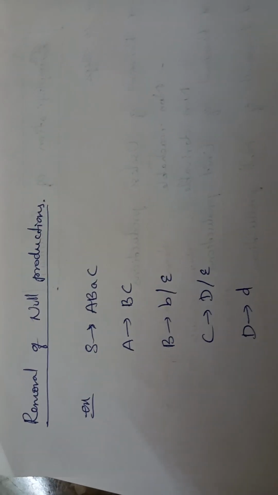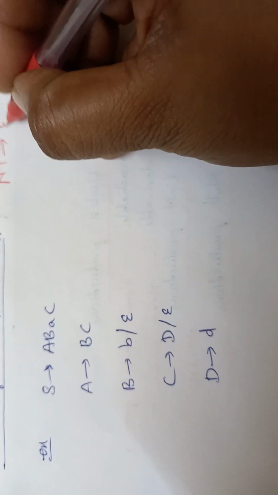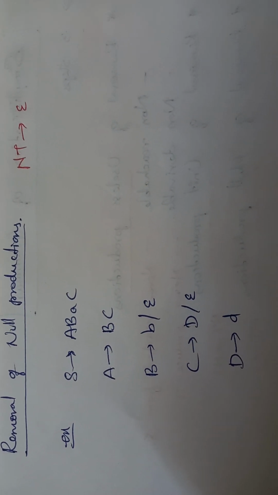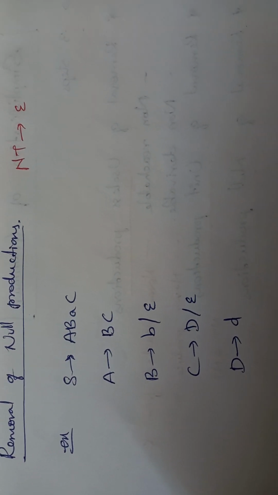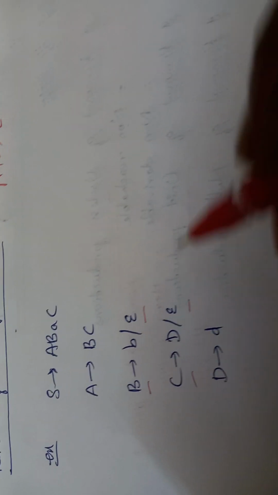Now the third one is removal of null production. That means a production which produces null is called a null production. So that has to be removed from the given grammar. Here we have A derives null, C derives null. So considering from the bottom.